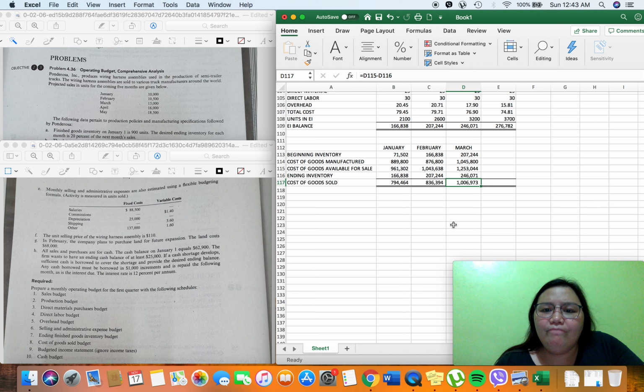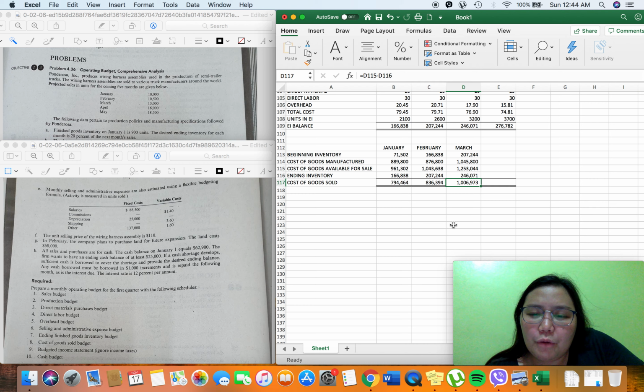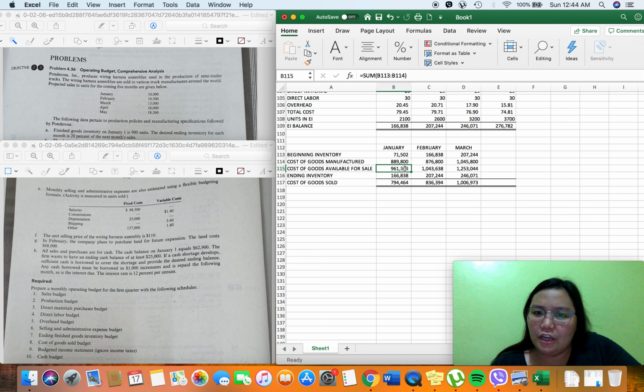Sometimes it will depend. In this problem, it is not very particular whether they are going to use FIFO or weighted average, so I did not compute anything for that. If the problem says that the company is using FIFO, you need to sell all the beginning inventory first, of course. If they are using the weighted average, basically you will divide the cost of goods available for sale by the total units available for sale.